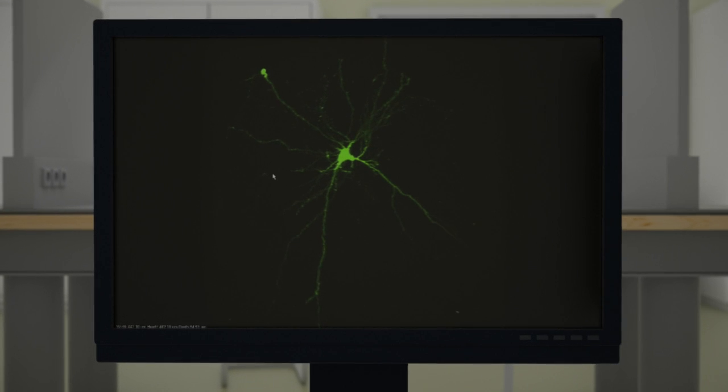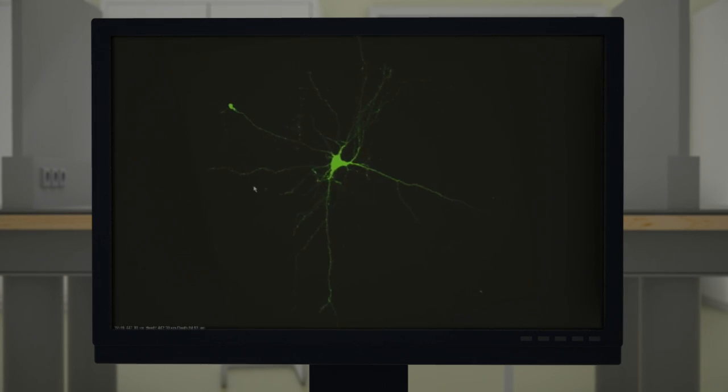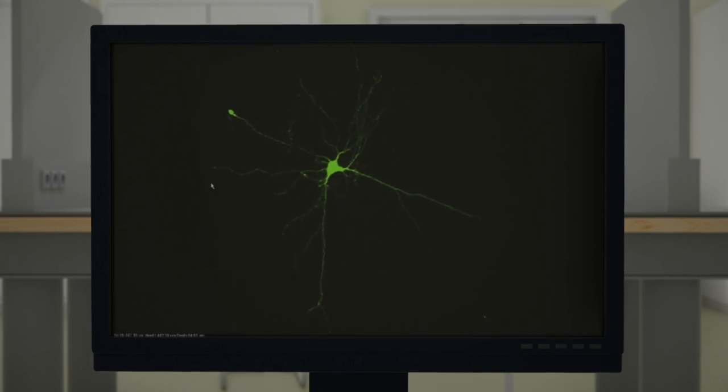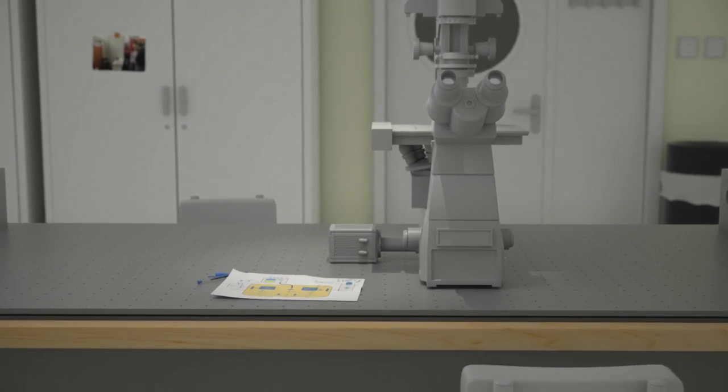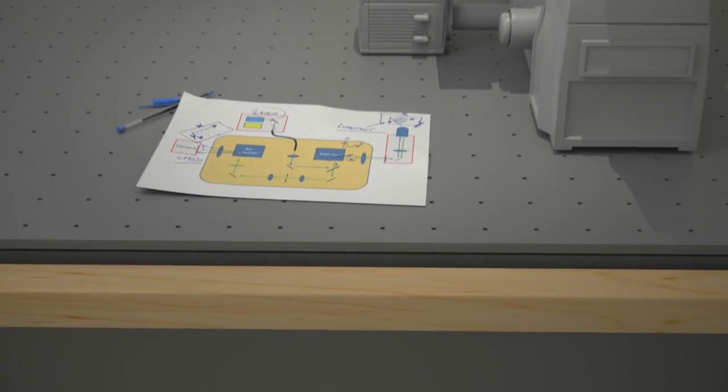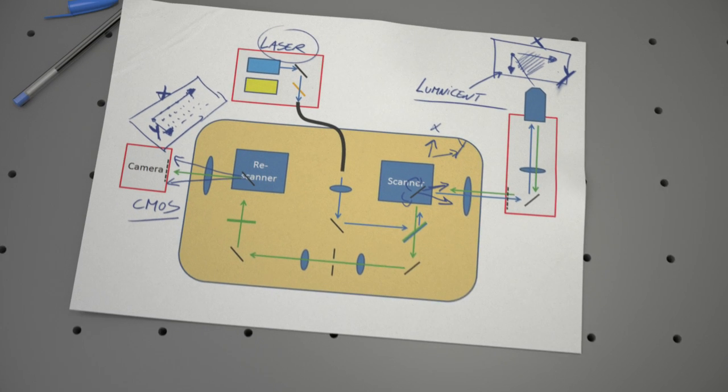This is a neuron cell imaged with a standard wide-field fluorescence microscope. We can observe the cell body, dendrites and spines. And this is the same cell imaged with a confocal microscope, which clearly shows the 3D structure of the cell. But we can make this image sharper and smoother by using the Rescan Confocal Microscopy technology, or RCM.